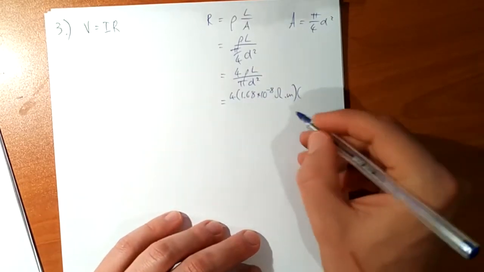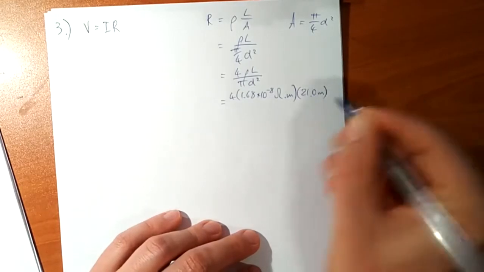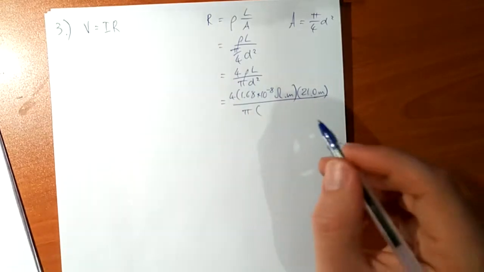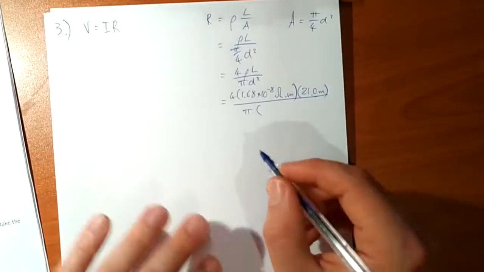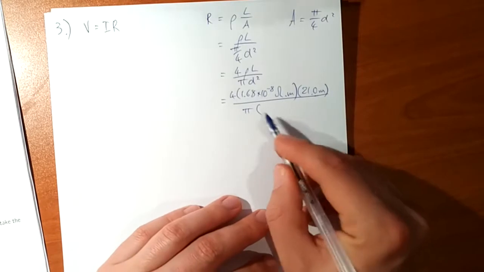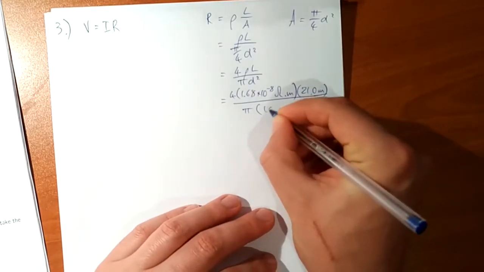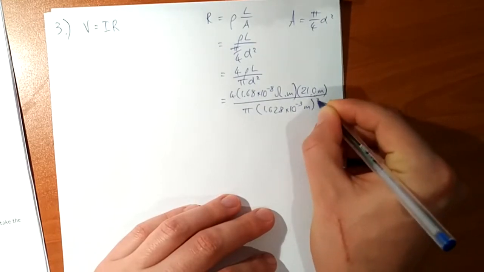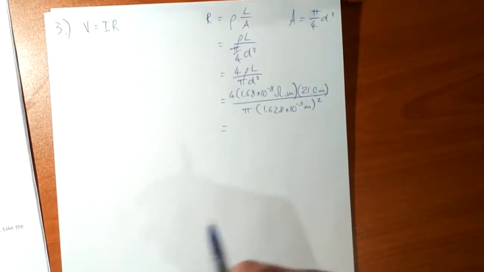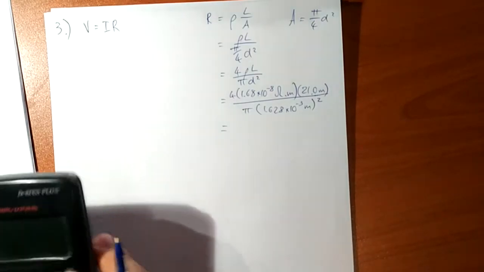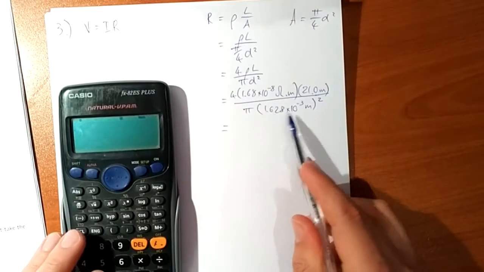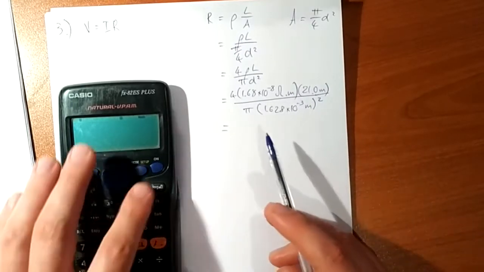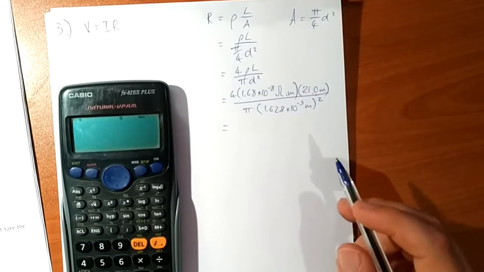Times the length of the wire, 21.0 meters, over pi times the diameter squared. Now be careful, it's 1.628 millimeters, but everything has to be SI. So it's 1.628, but in meters, squared, and that I can calculate. If you just left this as 1.628 millimeters and did not use the 10 to the power minus 3, then your answer would not have been in ohms.